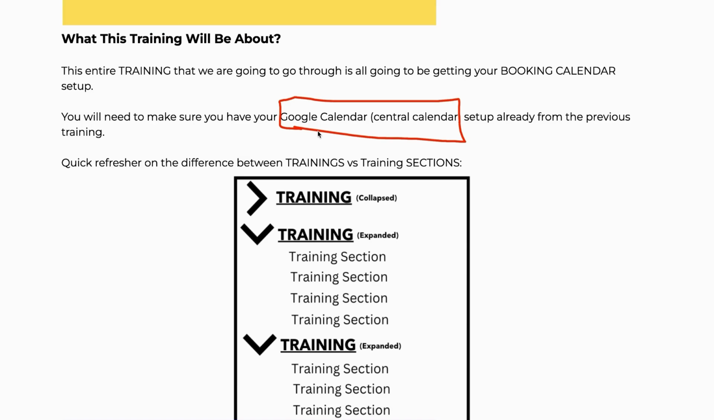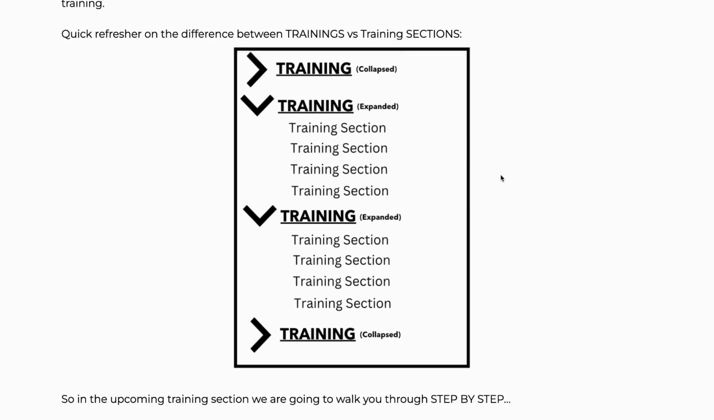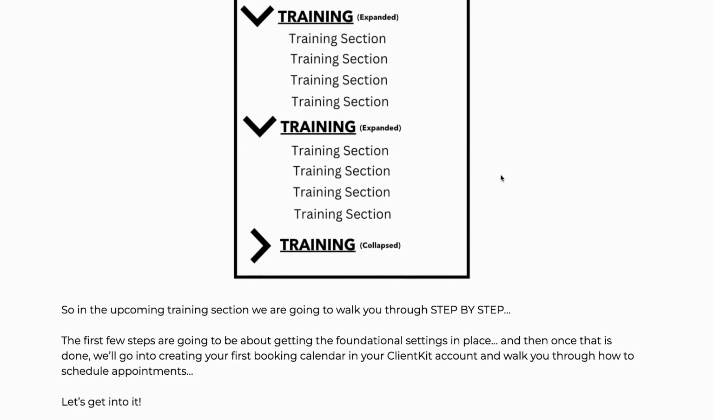Make sure at this point you have your central calendar, your Google Calendar, set up the way we told you to set it up, because we are going to be leveraging that as a stepping stone, as a foundation for getting your scheduler set up. In the next couple of training sections, we're going to walk you through step by step how to get your scheduler set up and exactly how it's going to look inside your ClientKit account, so you can start scheduling appointments with clients and prospects, and start doing marketing and sales, because you have a system paired with the right strategy.